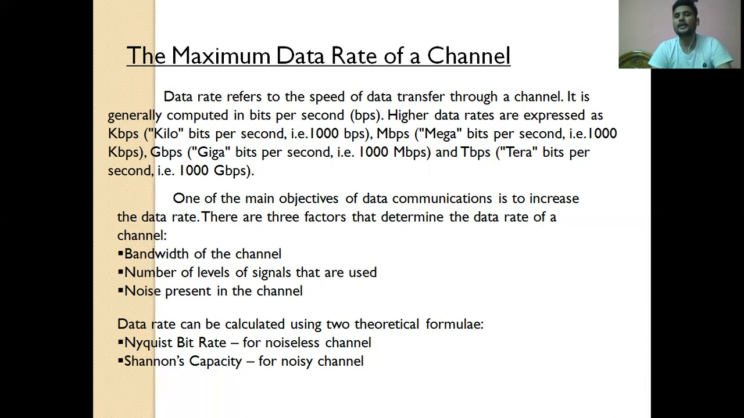So data rate can be calculated using two theoretical formulas. The first one is Nyquist bit rate for noiseless channel. The second one is Shannon's capacity for noisy channel. These two are used to calculate, using two theoretical formulas, how data rate can be calculated.